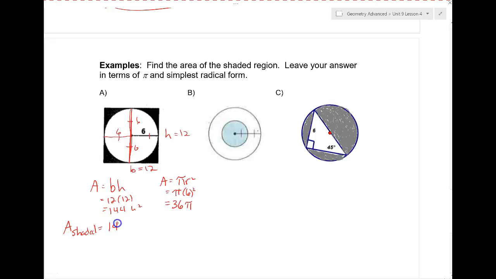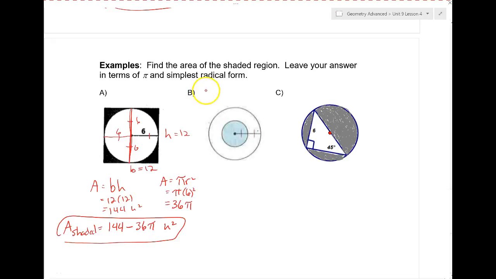Well, that's the square minus the circle, and that means square units. So a lot of times when you have a shaded area problem, I said lots of times, not always, you have to take the time to subtract.